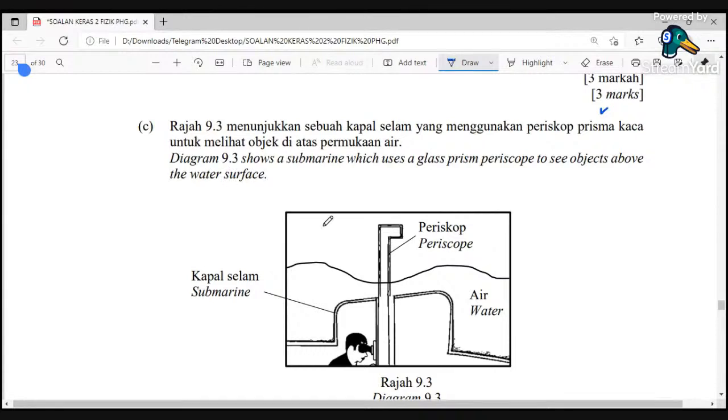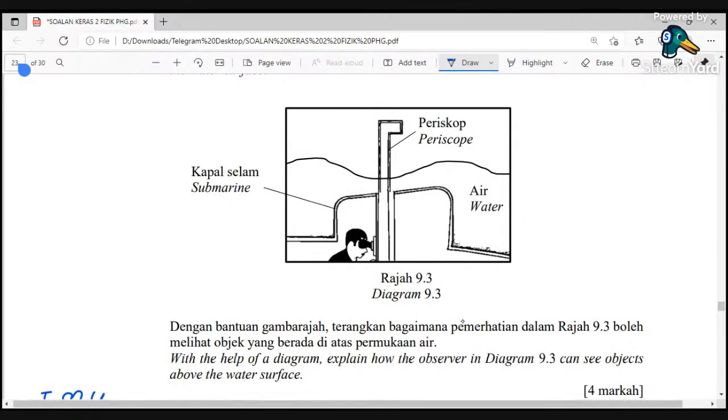Okay, part C, diagram 9.3 shows a submarine which uses glass prism periscope. Ini salah satu application for total internal reflection, periscope. Ini panggil prism periscope sebab dia guna prism.